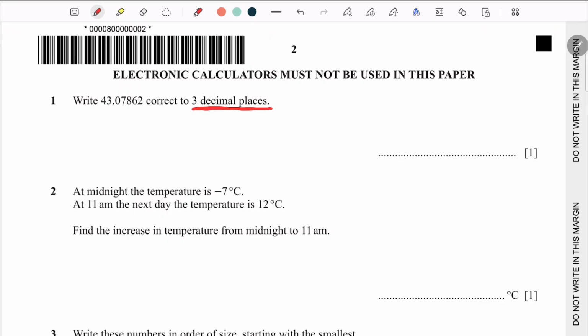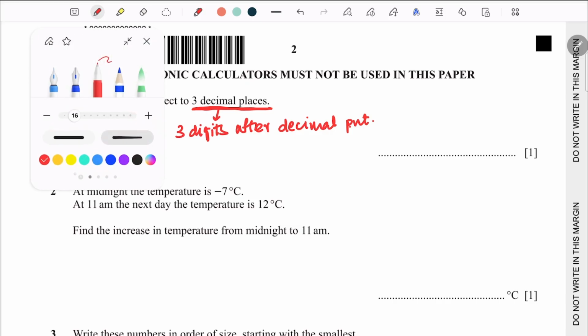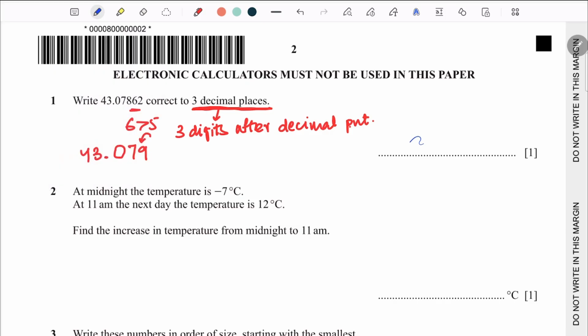3 decimal places means that there should be 3 digits after the decimal point. So if I'm looking at 43.07862, 43.0 will be the first digit, 7 will be the second digit, and 8 will be the third digit. However, there is a 6 beside 8. Because 6 is greater than 5, it will donate 1 to 8. So 8 will become 9. So the final answer will be 43.079.